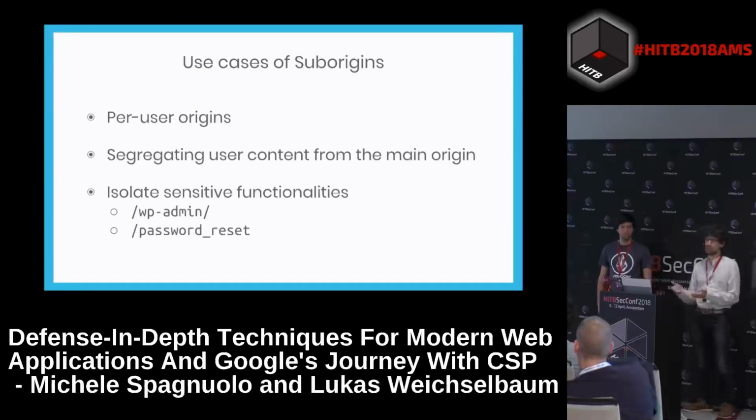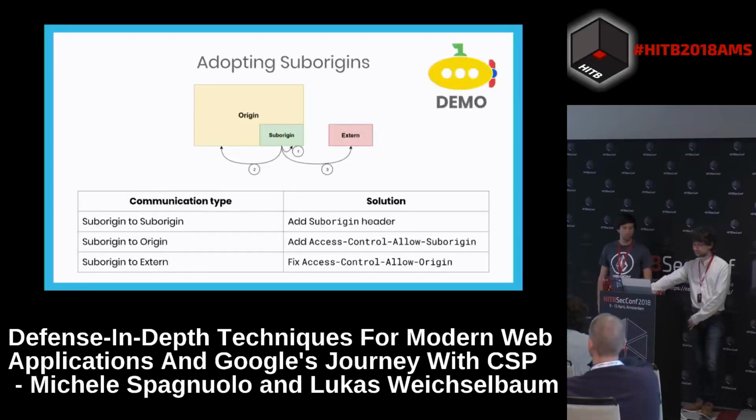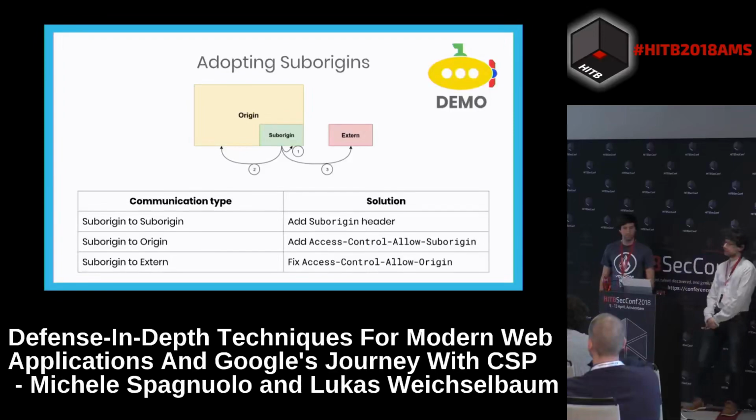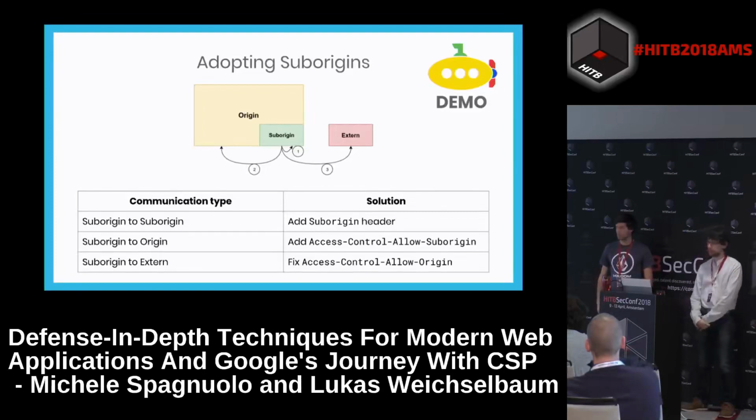Another idea is sometimes you have sensitive functionalities on the same origin, like slash admin. WP admin is WordPress admin, right? You don't usually want that on the same origin as the main content, especially if you allow user content, you allow user uploads and so on. This would make it possible to isolate such sensitive functionalities more easily. So adopting suborigins might require some refactoring of existing web applications.